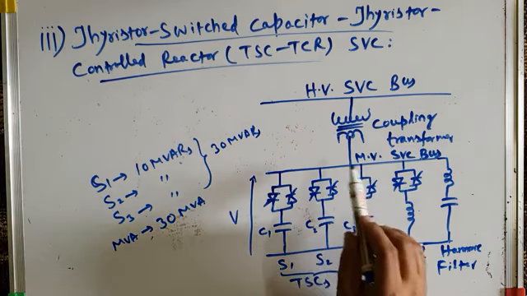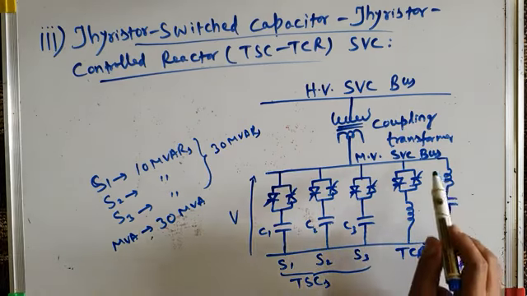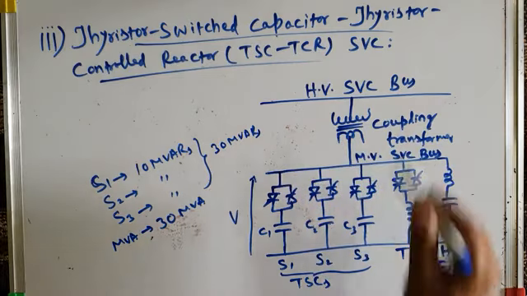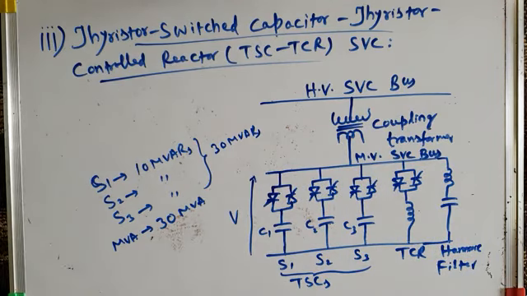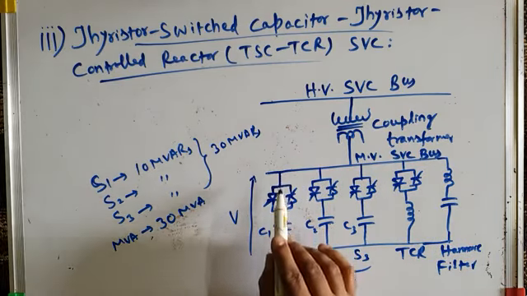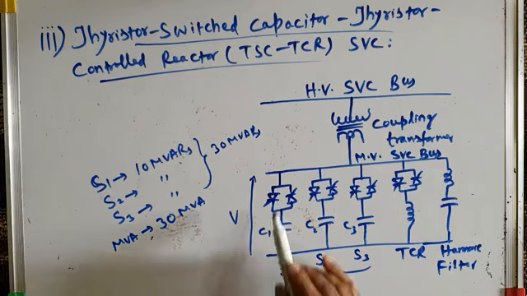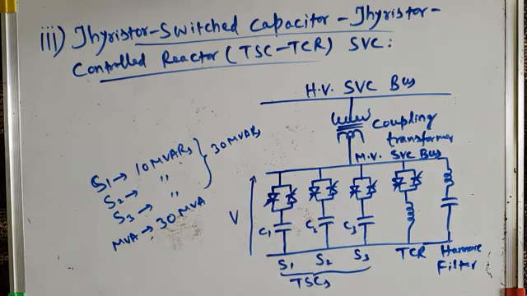Now, depending upon the reactive power requirement, let us suppose there is no reactive power requirement. The load is operating at unity power factor on the system, which is an ideal case. In that case, you don't need to generate or inject any leading VARs, any capacitive reactive power, onto the transmission system. So in that case, all the three TSC branches will be turned off.